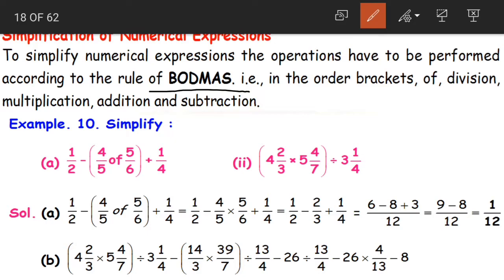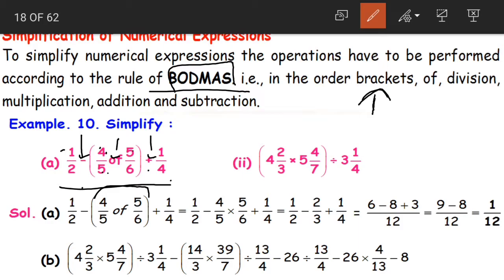So for a given question, example 1 by 2 minus 4 by 5 of 5 by 6 plus 1 by 4. See, we are given a question here. Here we are having different operations here, right? So we will get confused whether to subtract first or multiply first or to add first. In such cases, this BODMAS is used. Now what does it say? It says first, here in BODMAS we are having brackets first. Yes, so whatever terms are there in the brackets, we'll solve it first.